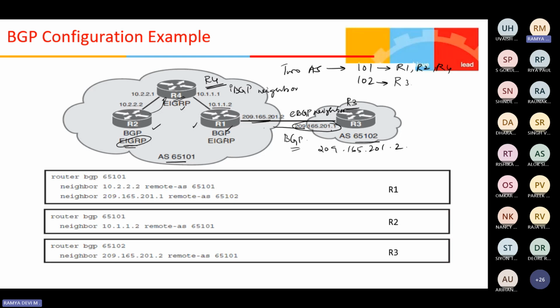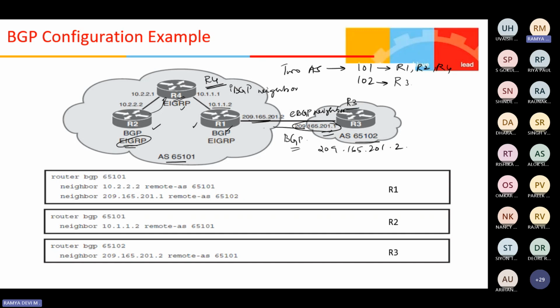Say, for example, if I'm taking R3, on R3, BGP will be configured with R1. R1 will be a neighbor, right? Which is neighbor at 209.165.201.1, which is part of autonomous system 101. So it will be connected to this 201.2 with autonomous system 65101. So this forms an eBGP relationship between these two autonomous systems.